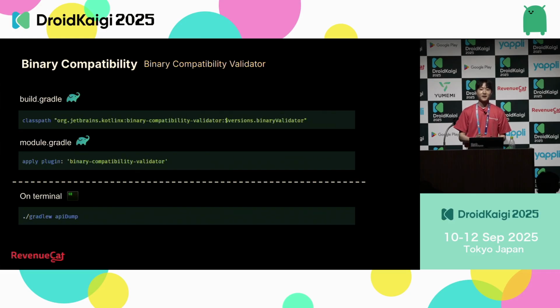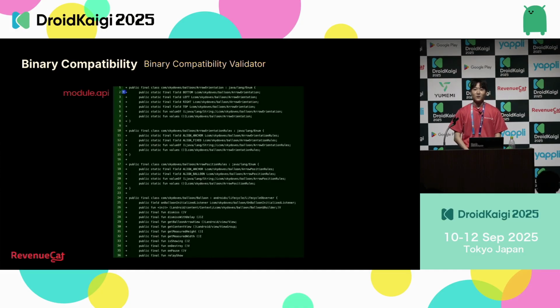Thankfully, there's the binary compatibility validator plugin built by JetBrains. And you can easily validate and generate the current version of the binary compatibilities of your library. Once you run the API dump command line, you will see a module.api file has been generated. And you will see the entire public signatures are contained.